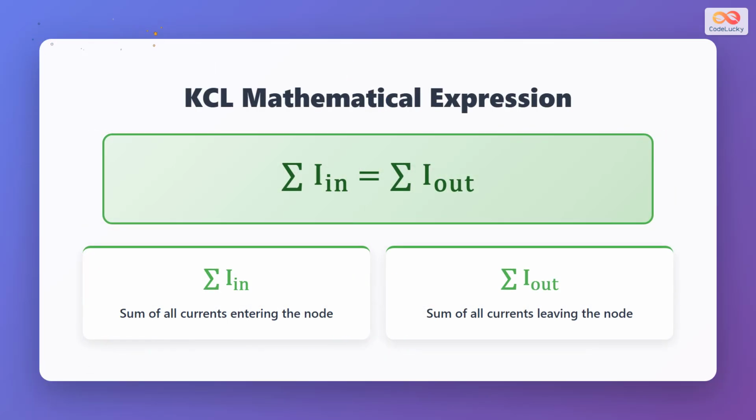Mathematically, Kirchhoff's current law is expressed as the sum of all currents entering a node equals the sum of all currents leaving that node. The sigma symbol represents summation. I sub in represents the sum of all currents entering the node, while I sub out represents the sum of all currents leaving the node. This equation ensures that charge is conserved at every junction in the circuit.